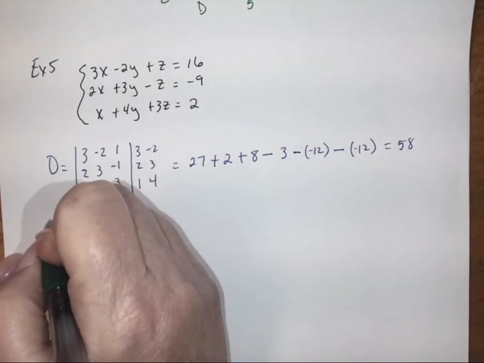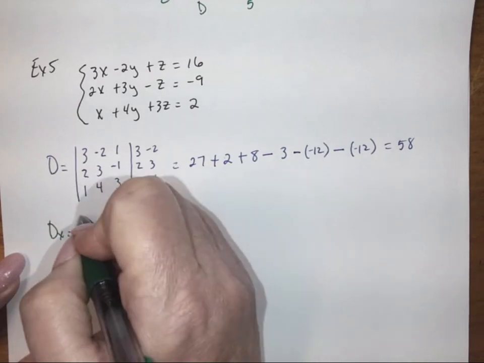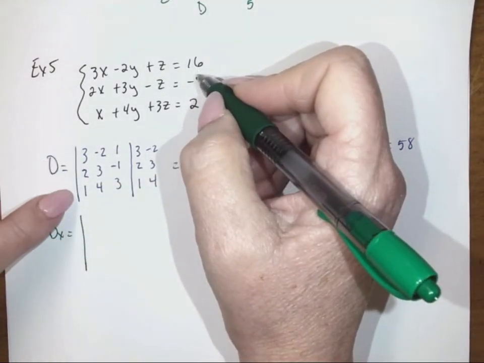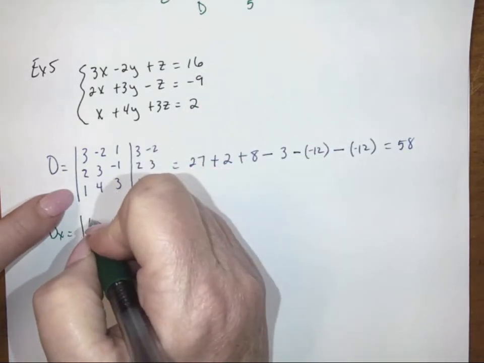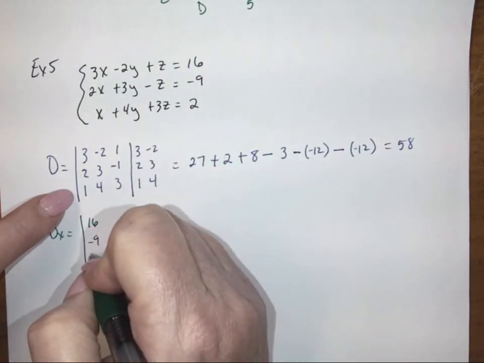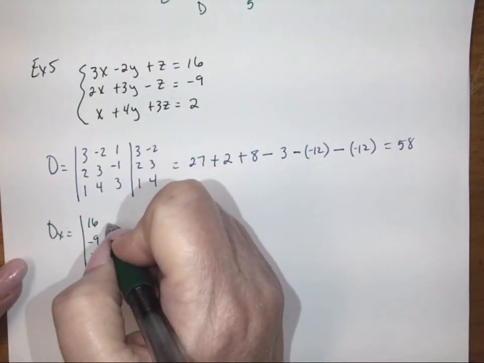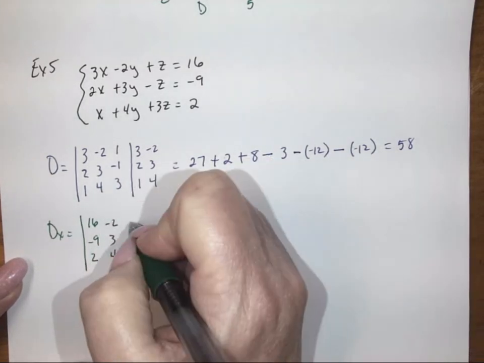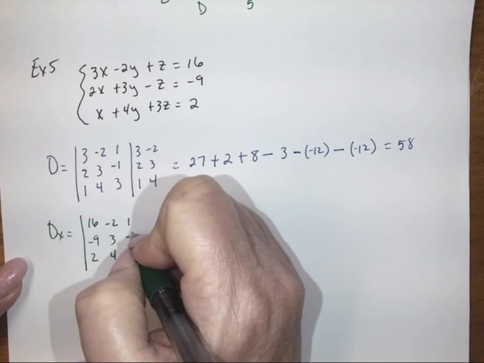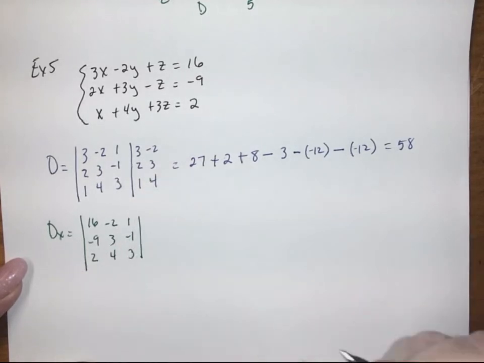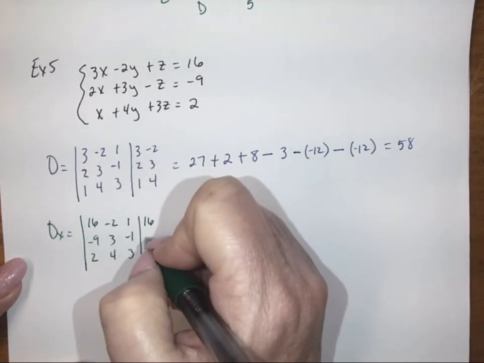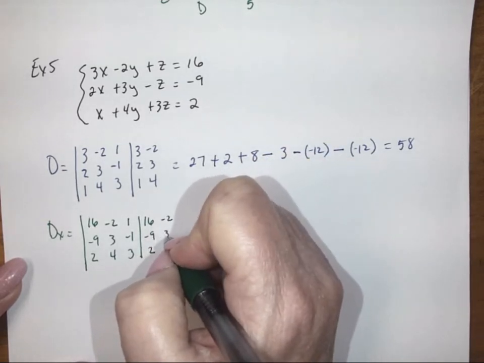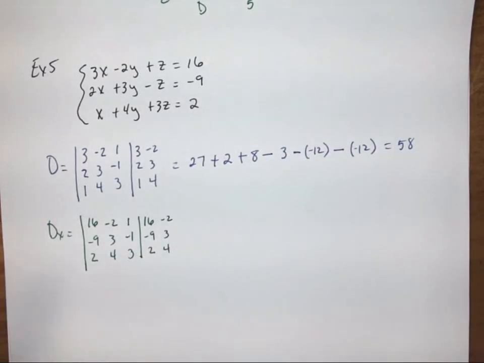All right, let's go do our d sub x. So we're going to replace our x coefficients with the parts on the equal side, and then negative 2, 3, and 4, and 1, negative 1, 3. Repeat the first two columns. 16, negative 9, and 2, negative 2, 3, and 4.